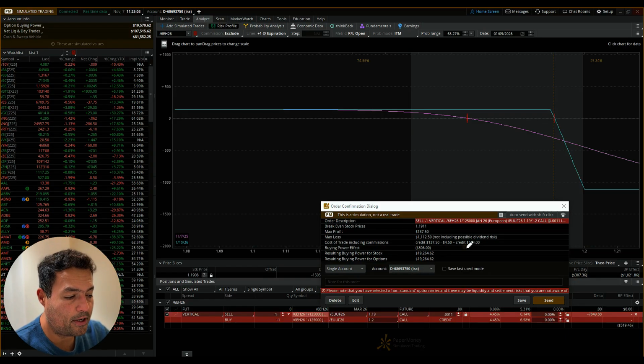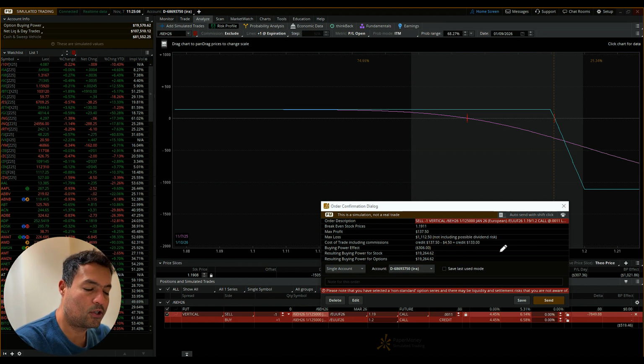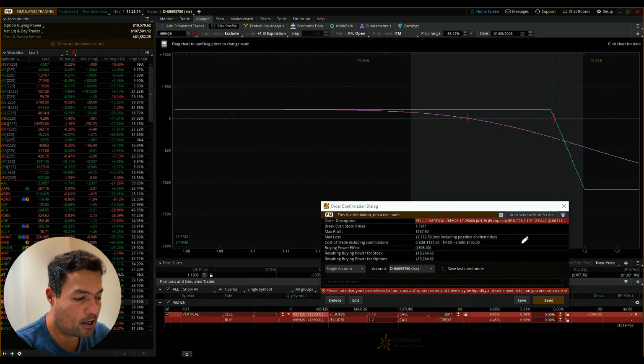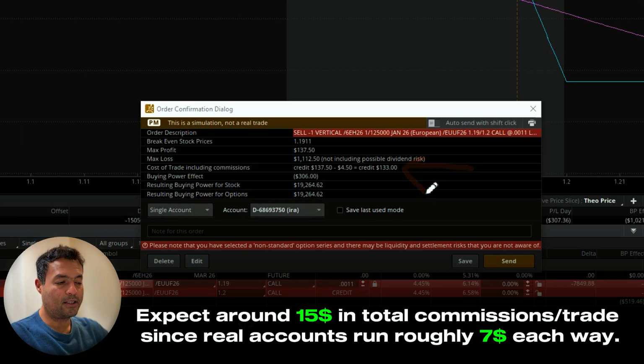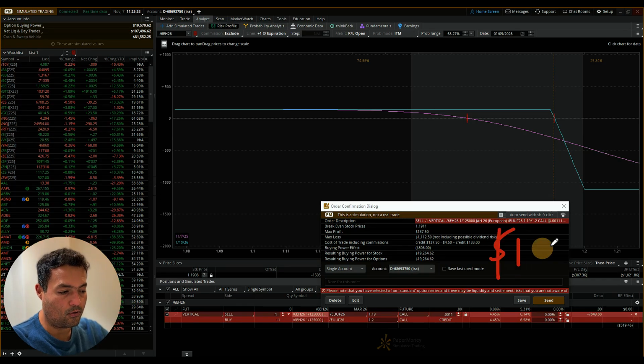So your account will be debited by this number, okay? Which means you have paid $306 to collect potentially $137 of this trade. Sorry, 137 minus the commission. So when you do this in your real account, this commission goes up to $7.15 or something. So I always have this $15 number in my mind for going in for a two-legged trade, going in and getting out. That's a $15 charge. I always have that number in mind.